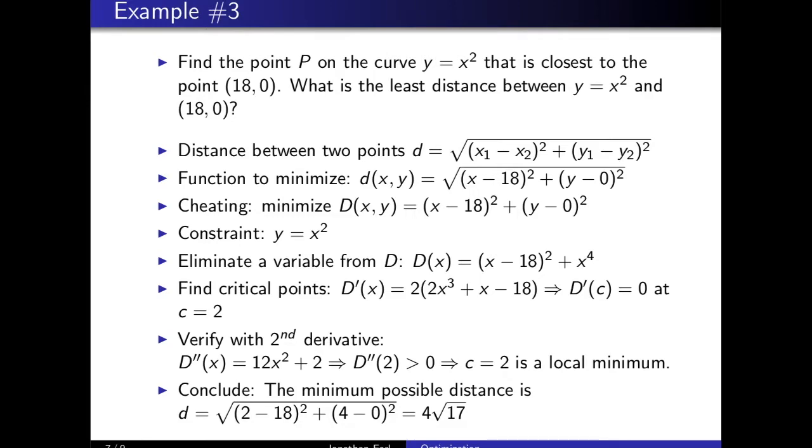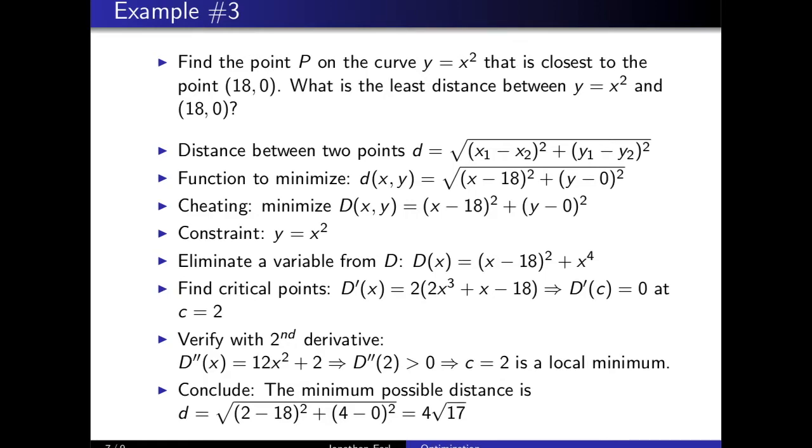But what we can do is we can actually cheat a little bit, and instead of looking at the square root of that, we can square both sides and look at just (x minus 18) squared plus (y minus 0) squared. And in a moment we'll come back and see why this move works. The reason we'd want to do that is because now we're just looking at the derivative of a polynomial. If we looked at little d, we'd have to take the derivative of a square root and then do a chain rule, which is going to be a little bit harder, so we'll kind of gloss over that and ignore it.